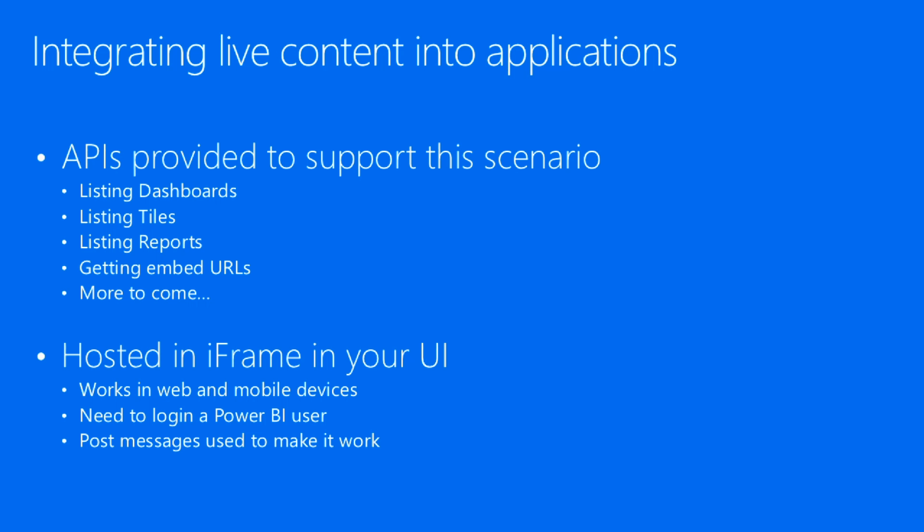So again, to integrate live content into your applications, we have the APIs for listing the dashboards, listing the tiles, listing the reports. Once you've done that, you'll see embed URLs on all those objects. You take that embed URL, and that's what you use to call that iframe, along with the access token and the additional information on the size that you pass in. More to come on that, too. And since it's hosted in an iframe, it'll work on your PC, it'll work on your phone, it'll work on your tablet seamlessly.